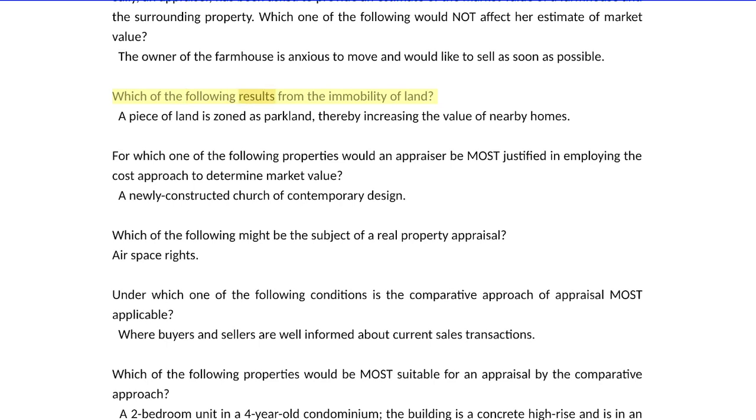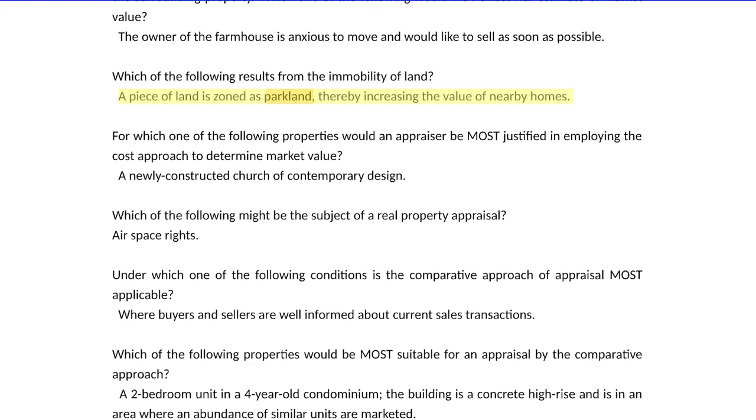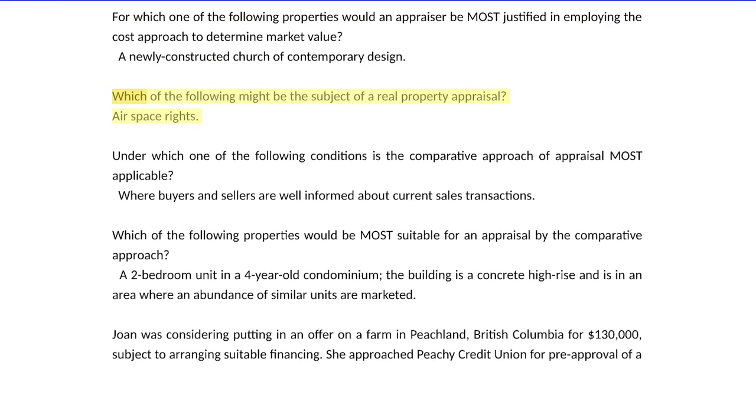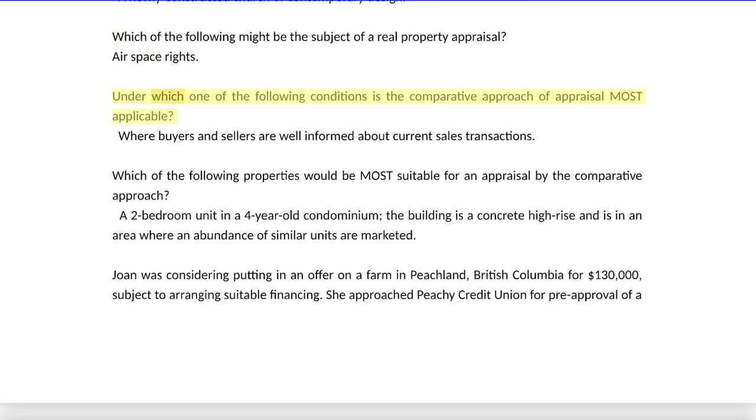Which of the following results from the immobility of land? A piece of land is zoned as parkland, thereby increasing the value of nearby homes. For which one of the following properties would an appraiser be most justified in employing the cost approach to determine market value? A newly constructed church of contemporary design. Which of the following might be the subject of a real property appraisal? Airspace rights.